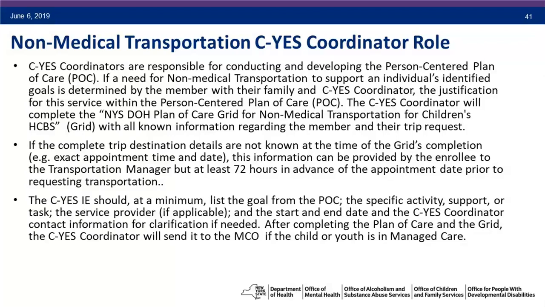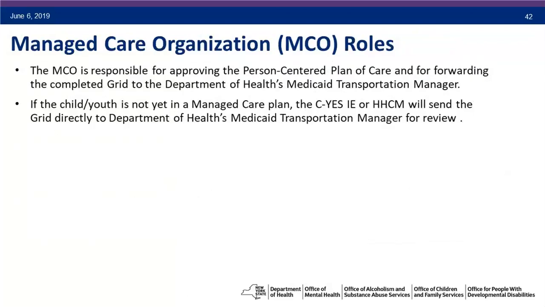Again, if complete details aren't known, then they would provide those details at least 72 hours in advance of the date of the trip request. And the CS coordinator would also list the goal, the activity, support, or task, the service provider, if there is one, the start and end date, again, exactly as the Health Home Care Manager would do.